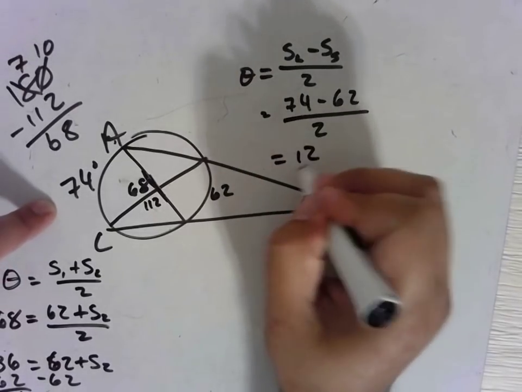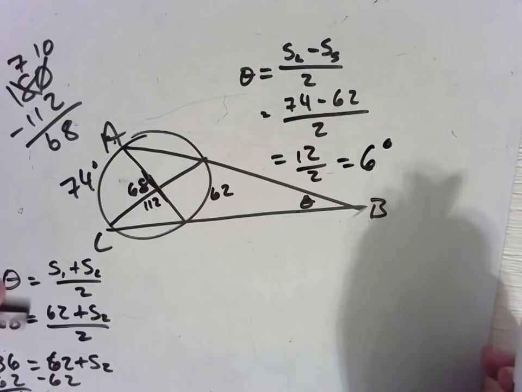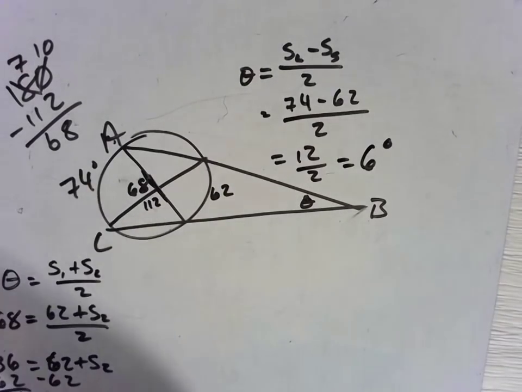This is 12 divided by 2, which is 6 degrees. A lot going on in that problem, but none of it's too difficult.